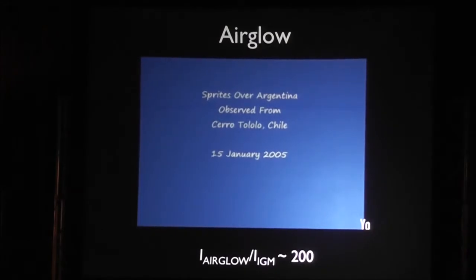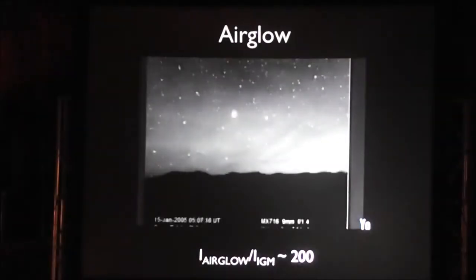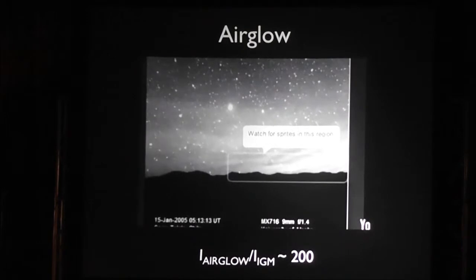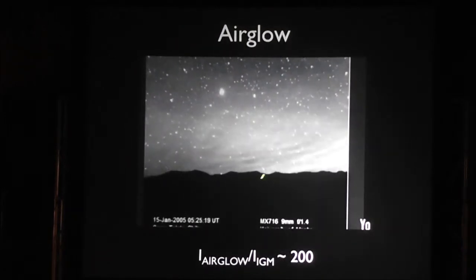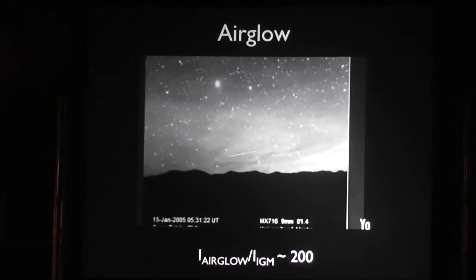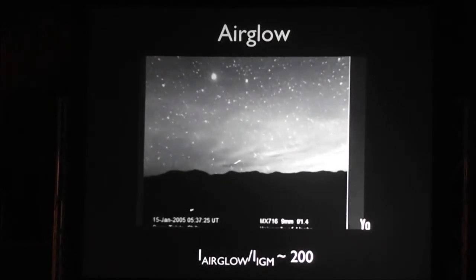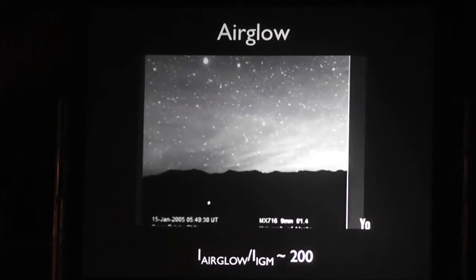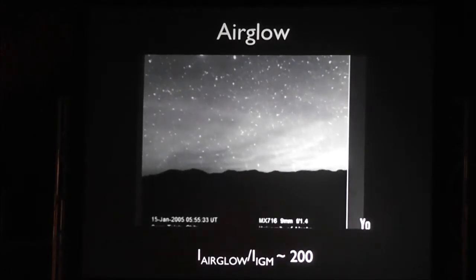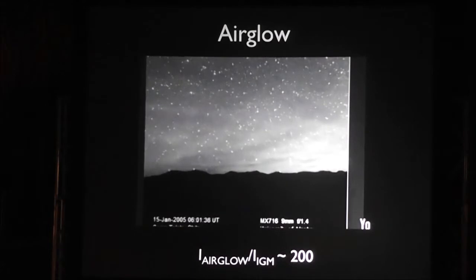Airglow. The Earth's atmosphere is alive with atomic and molecular transitions, and they have structure. They have waves that go through the sky. These are waves of OH emission. There are also some lightning sprites you see. So the sky is alive, it's spectrally complicated, and it's time and spatially variable.